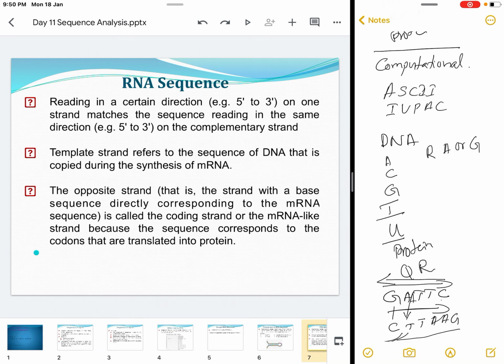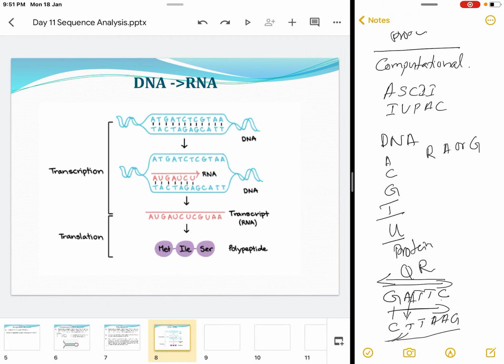And in the case of RNA sequence, reading in a certain direction, that is from 5' to 3', on one strand matches the sequence reading in the same direction, 5' to 3', on the complementary strand. The template strand refers to the sequence of DNA that is copied during the synthesis of mRNA. The opposite strand, that is the strand with the base sequence directly corresponding to the mRNA sequence, is called the coding strand or the mRNA-like strand, because the sequence corresponds to the codons that are translated into the protein.